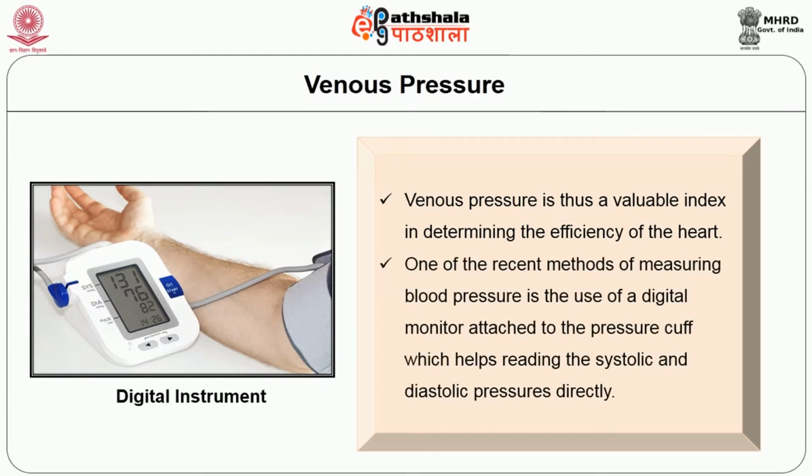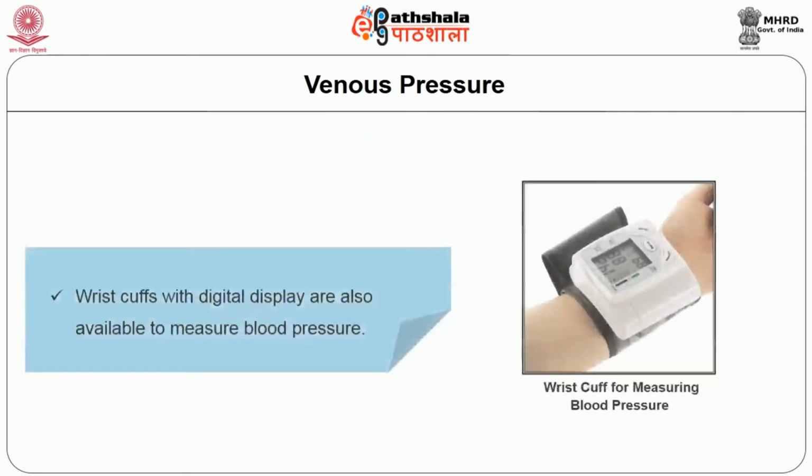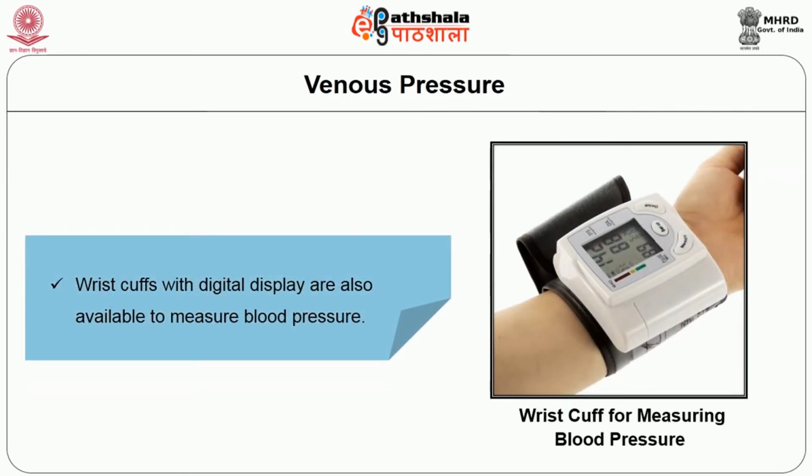One of the recent methods of measuring blood pressure is the use of a digital monitor attached to the pressure cuff, which helps in reading the systolic and diastolic pressures directly, as you can see in the picture. Wrist cuffs with digital display are also available to measure blood pressure, as you can see in this picture.